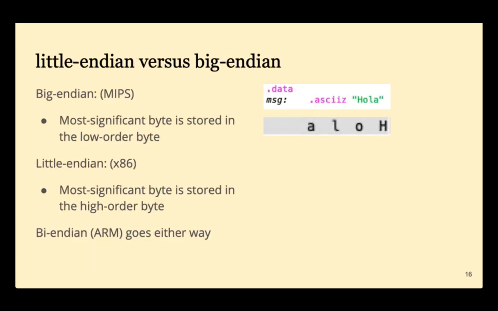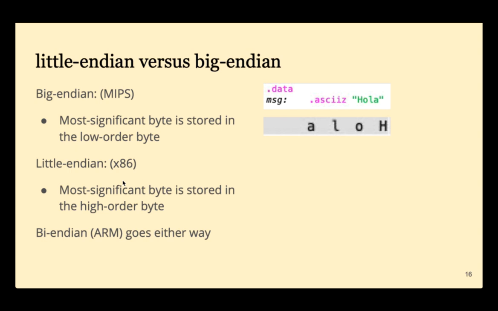So we've observed before that strings appear to be stored in kind of a backwards way. Here's another example of that. We have a null terminated string, hola, and the H is first. All right, so it turns out that computers typically store things in one of two ways. One is called big endian, which is how MIPS does it, so that the most significant byte, the H, is stored in the lower address byte. And other computers do it in the opposite way. Those are called little endian.